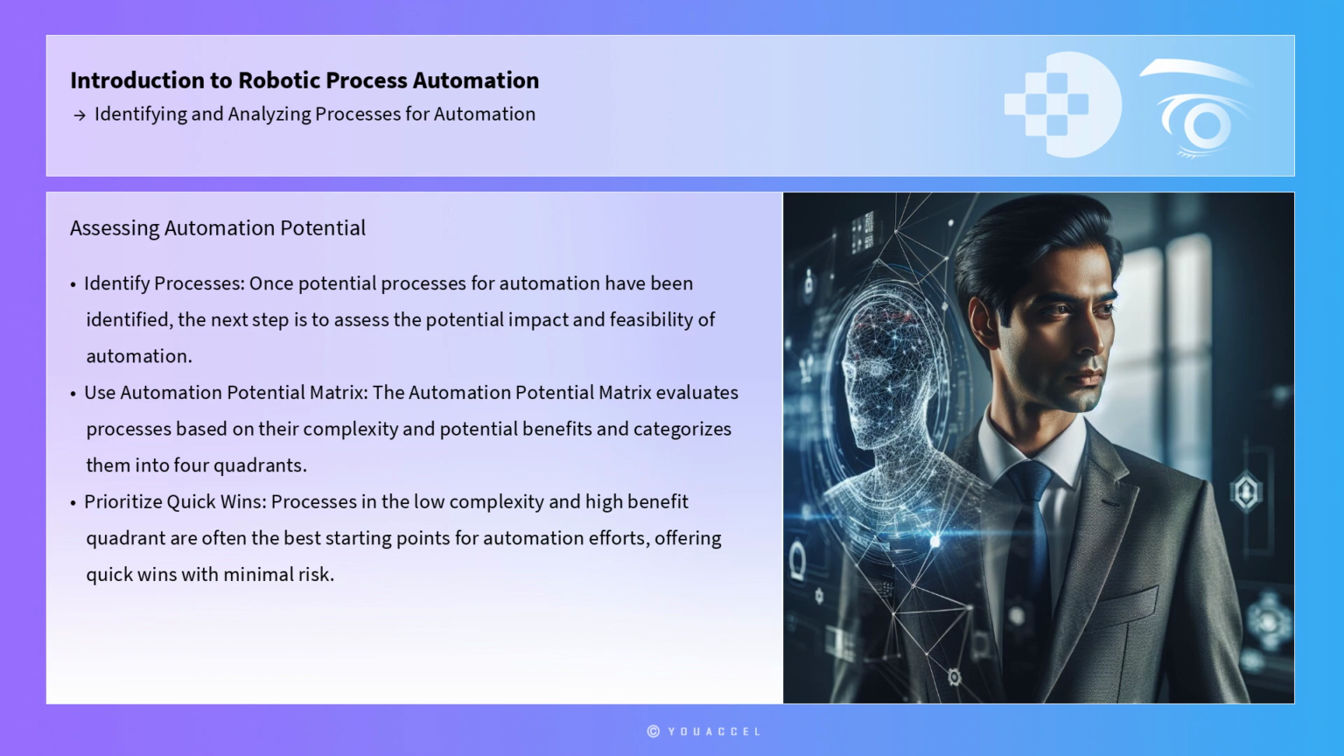Once potential processes for automation have been identified, the next step is to assess the potential impact and feasibility of automation. The Automation Potential Matrix, a framework that evaluates processes based on their complexity and potential benefits, can be instrumental in this stage. The matrix categorizes processes into 4 quadrants: low complexity and high benefit, high complexity and high benefit, low complexity and low benefit, and high complexity and low benefit. Processes in the low complexity and high benefit quadrant are often the best starting points for automation efforts, as they offer quick wins with minimal risk.